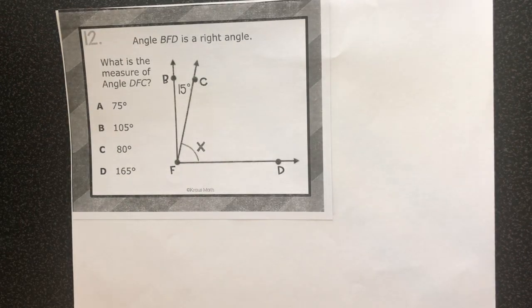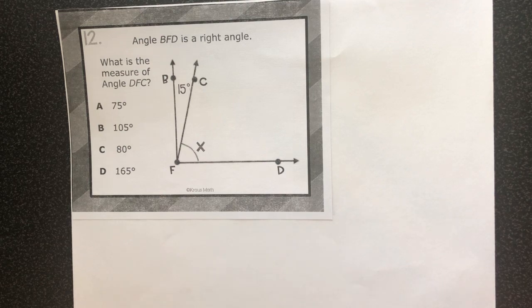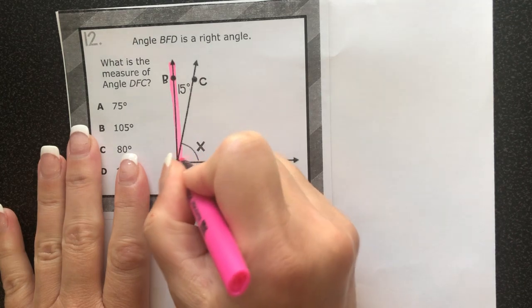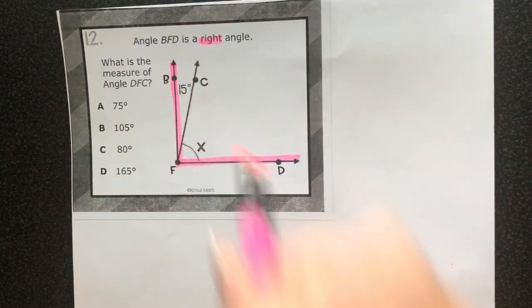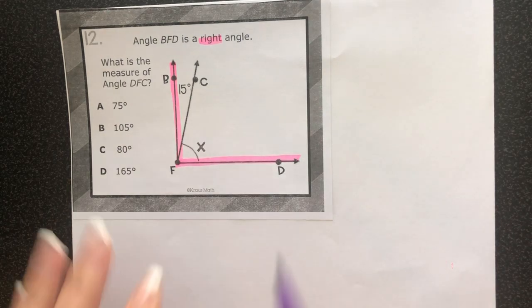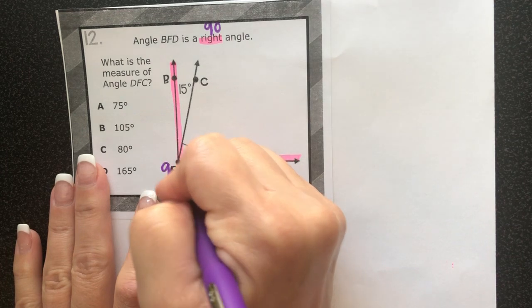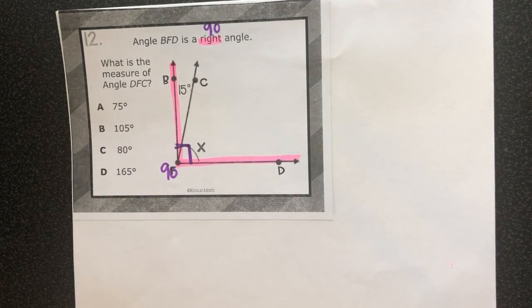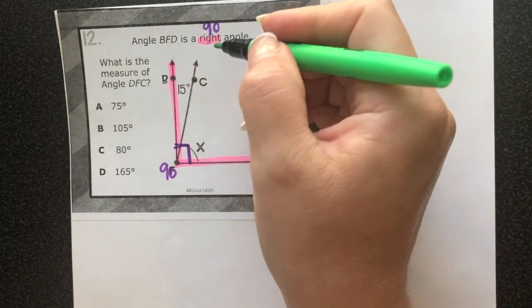Number 12. Angle BFD is a right angle. So here we go. BFD is a right angle. Cannot miss that word. Cannot just skip over it. That means angle BFD is 90 degrees. I'm going to put the little square there. That's a 90 degree angle. That's very important. I need that information. They want me to find the measure of angle DFC.